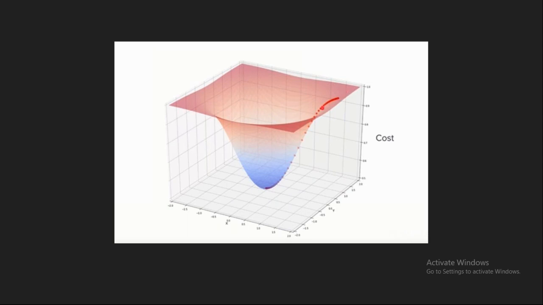You will start walking towards it. You will reach this point. You will again check. Then you will look at a different point and see which is the shortest distance, and so on, and you will reach this particular point. So this is what our cost function is.